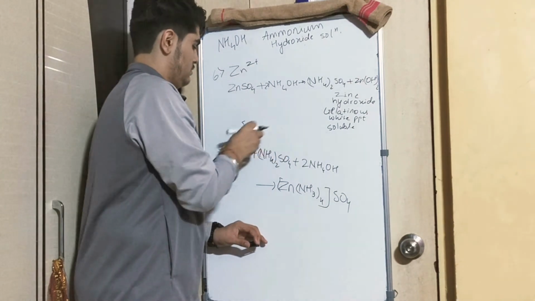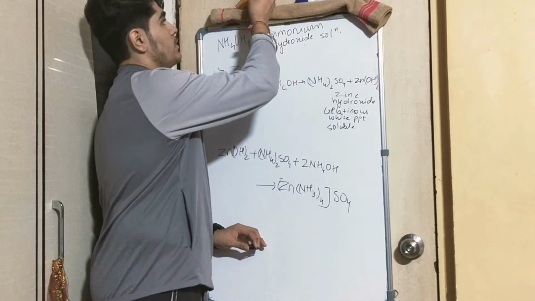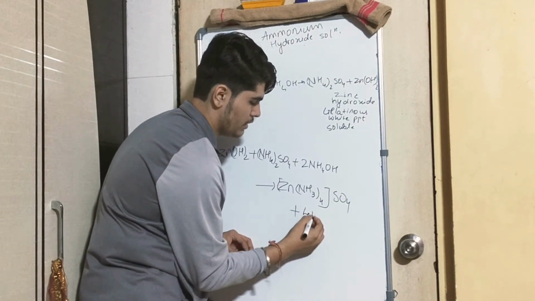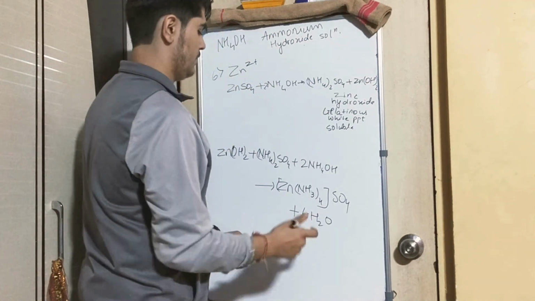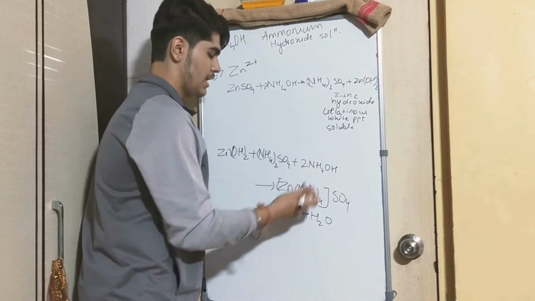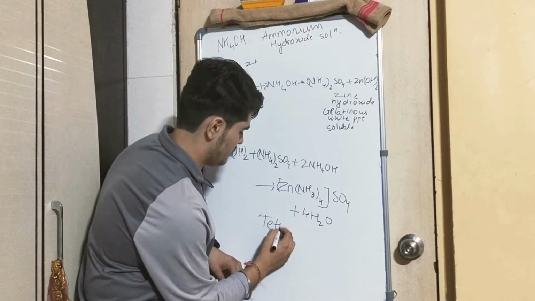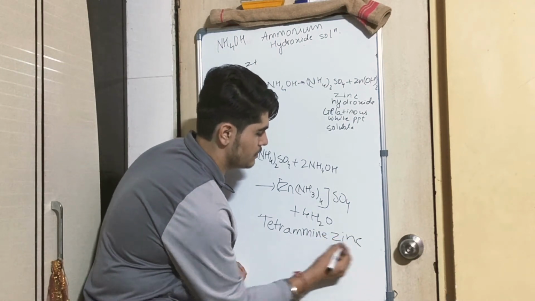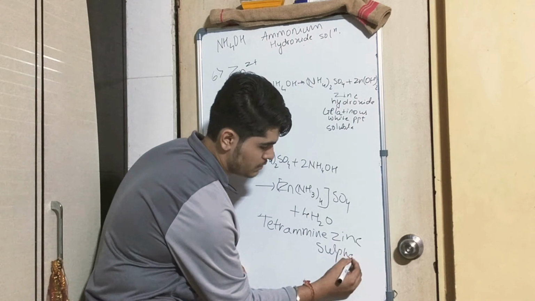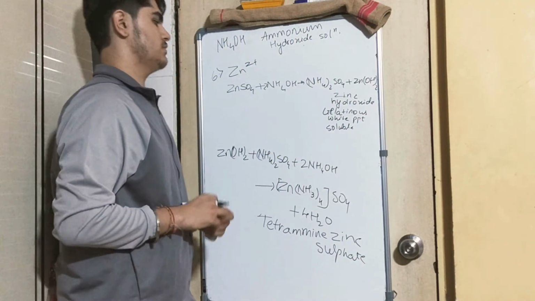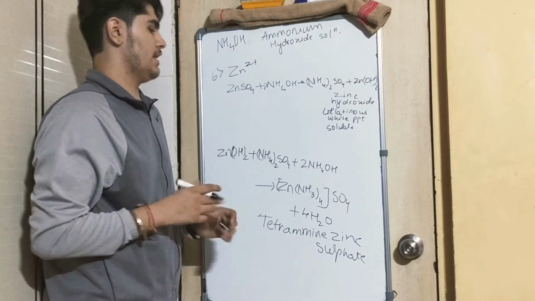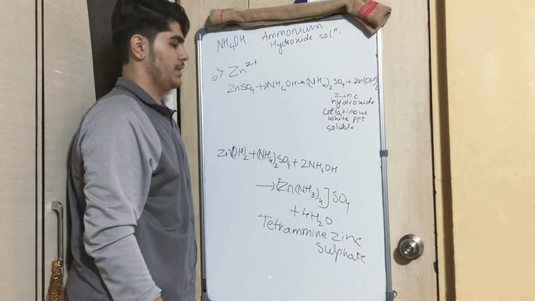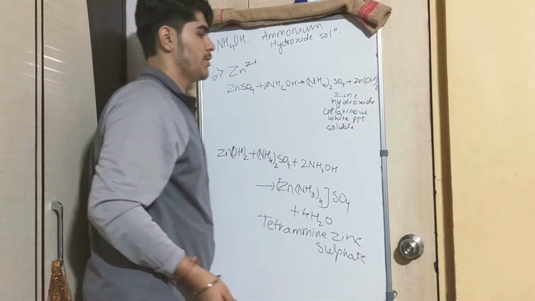One mistake can ruin your life. Plus 4H2O. This is called zinc tetraammine sulfate. This was the last reaction of analytical chemistry. The rest, I hope you have copied. You can even copy by pausing the video.